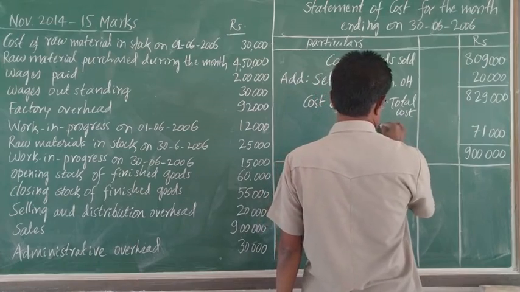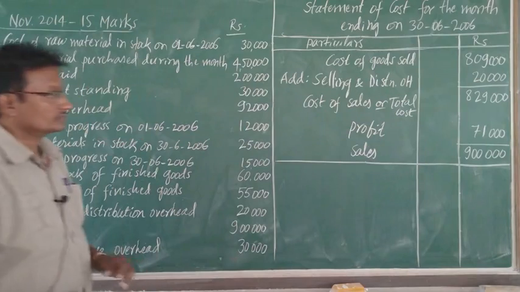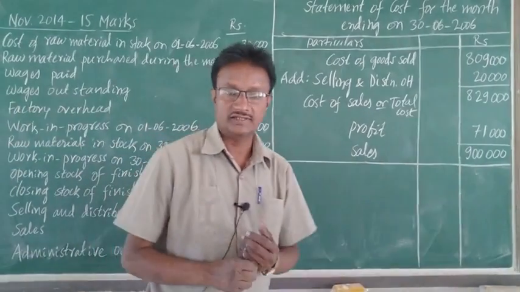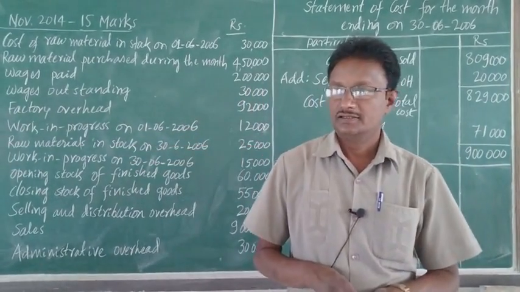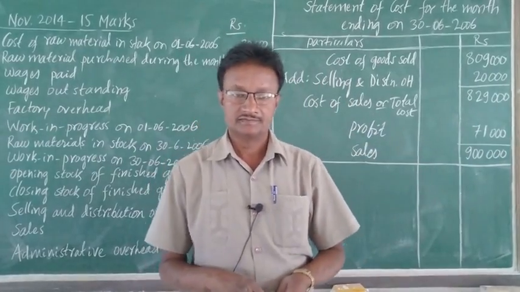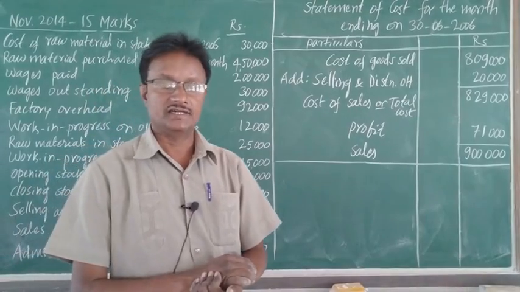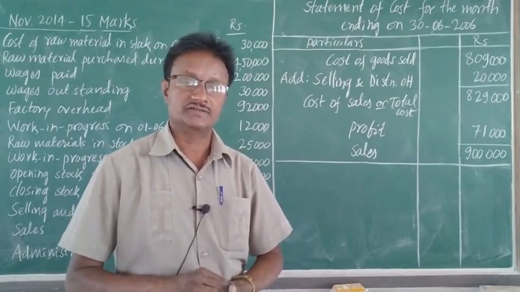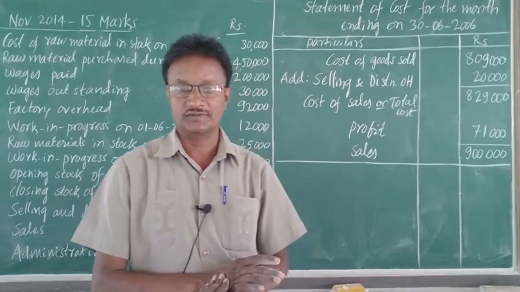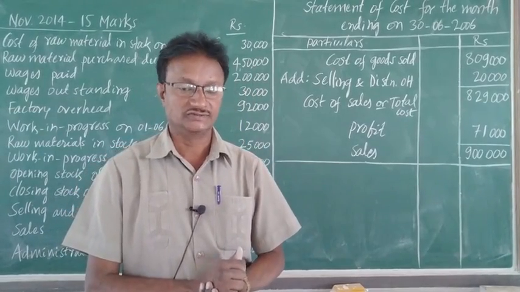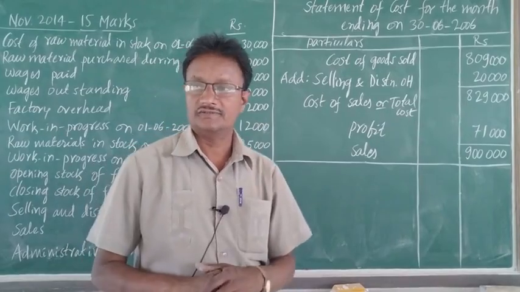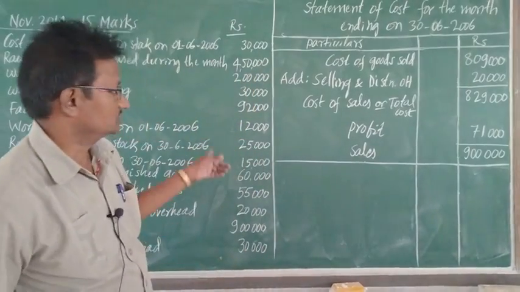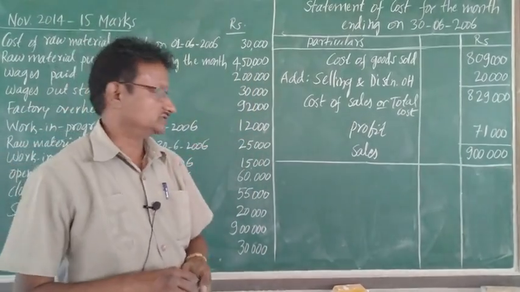So the three important elements in cost sheet are direct material, direct labor, and direct expenses, and also three types of stock: opening stock of raw material, opening stock of work in progress, and opening stock of finished goods, and closing stock of raw material, closing stock of finished goods, and closing stock of work in progress also have to be taken into consideration.